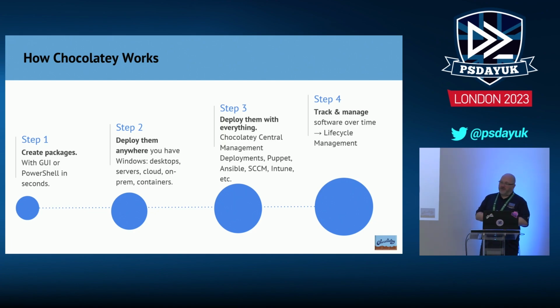We've got Chocolatey Central Management, which is what we provide. And it has deployments as well, where you can deploy and manage that software. You've got Puppet, Ansible, SCCM, Intune, we're talking about there. You've got DSC, you've got Chef, you've got anything that can run a command line tool, any of your endpoint management software that can run a command line tool. And we've also got Intune as well. You can use Chocolatey packages in Intune. So you don't have to have Intune packages and Chocolatey packages. You can use your Chocolatey packages in Intune as well. And then once that's deployed, you track and manage it. You manage that software.